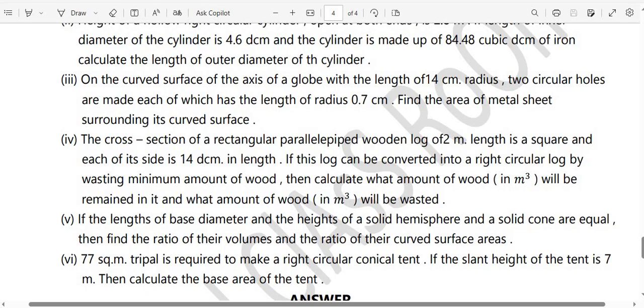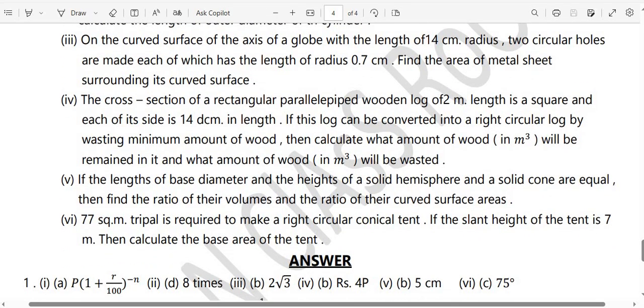Question number 5. If the length of the base diameter and the height of a solid hemisphere and a solid cone are equal, then find the ratio of their volumes and the ratio of their curved surface areas.